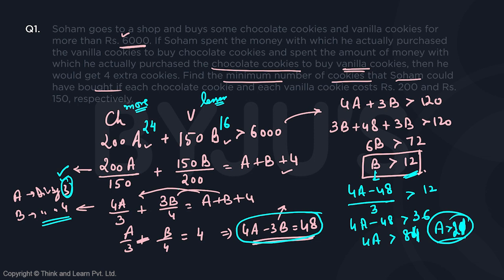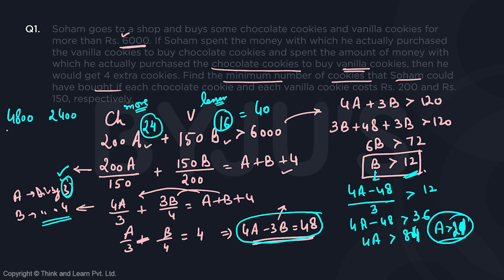Now what happens? Just have a look at this. 24 chocolate cookies cost 4800 rupees. 16 vanilla cookies cost 16 into 150, which is 2400. So the total amount spent is definitely more than 6000. Satisfied? And the number of cookies I have purchased is equal to 40.